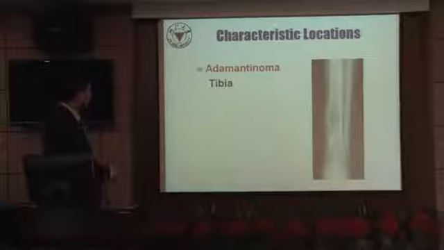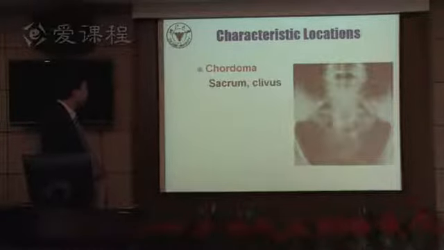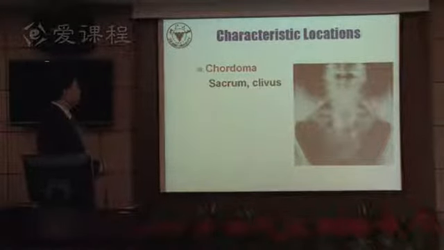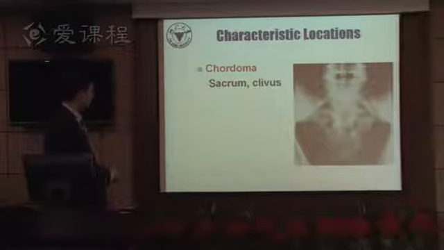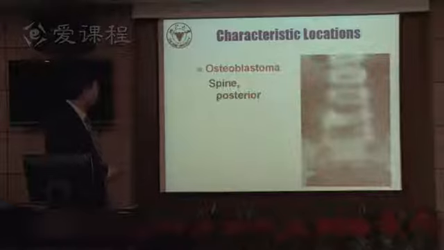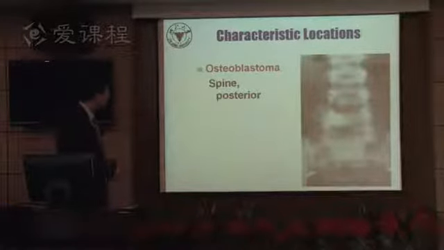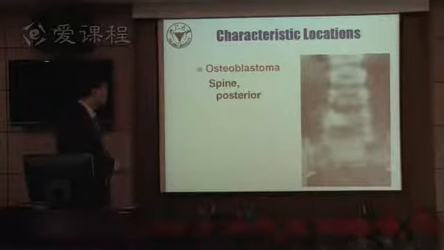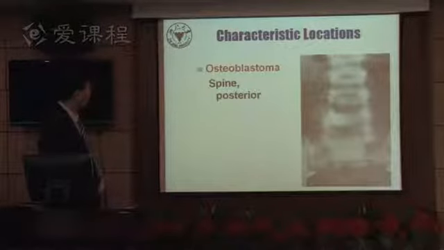The tubular picture shows the characteristic locations here. And we have chondroma in the sacrum, in the cervix. It is a chondroma, this picture shows the pelvis. And for the osteoblastoma, we have the spine, the posterior position X-ray shows the osteoblastoma here.